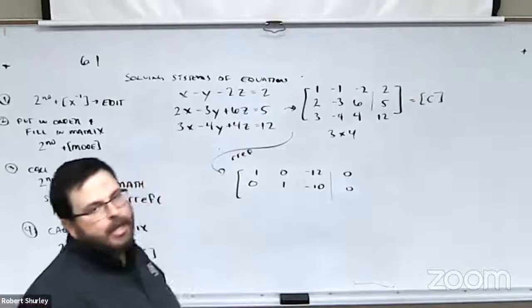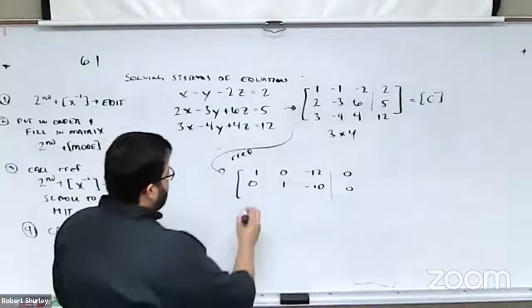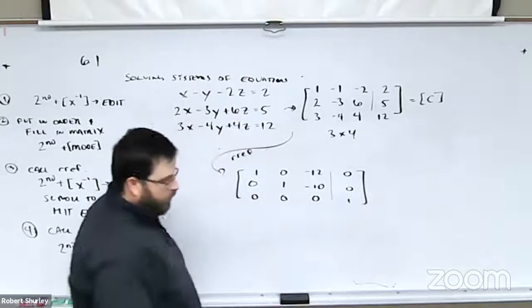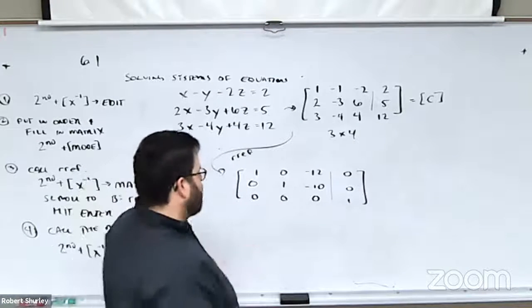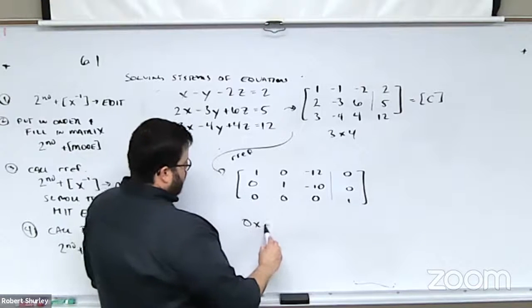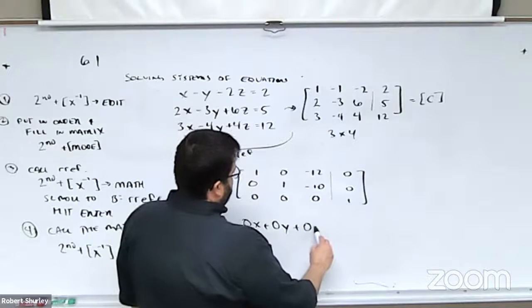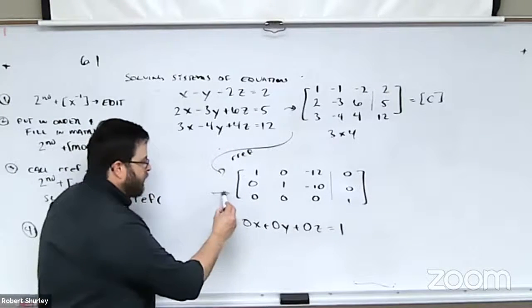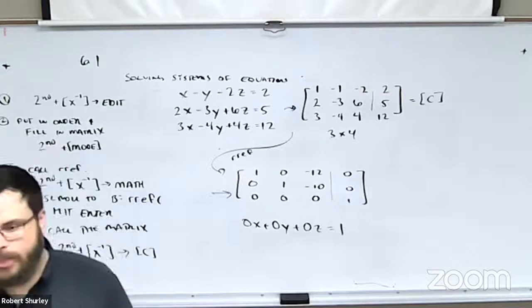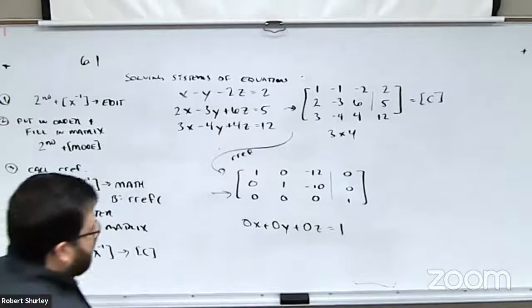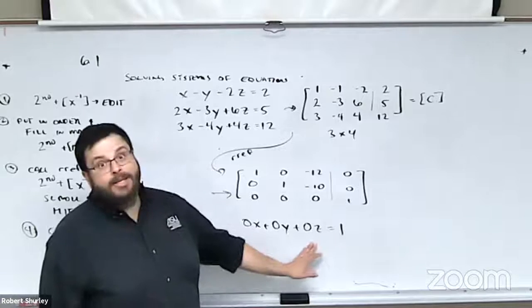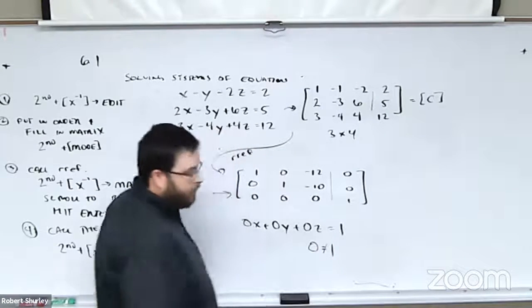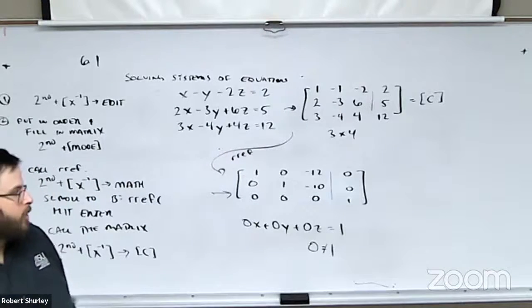And then the last line is really what gives it away: 0, 0, 0, 1. Okay, there's no way that 0x plus 0y plus 0z equals 1. Do you guys see that? That's what this last equation tells us. 0, 0, 0, 1. Well, we know 0 plus 0 plus 0 is 0. It is not 1. 0 does not equal 1 here. Okay? Not here, not anywhere.